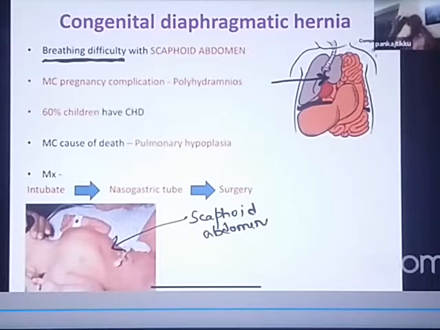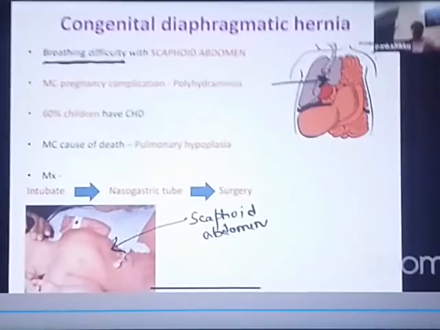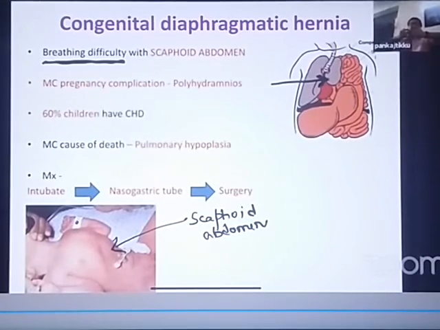Scaphos means boat. So if an abdomen is like this, scaphoid means like a boat, turned inside. Now, when will the abdomen be turned inside? Obviously, because the abdominal contents have gone up. So therefore, the anterior abdominal wall dips inside. So any child who has a breathing difficulty with a scaphoid abdomen, always think of a congenital diaphragmatic hernia.